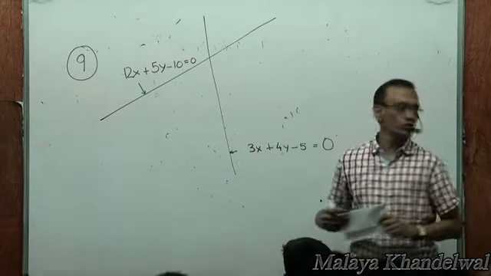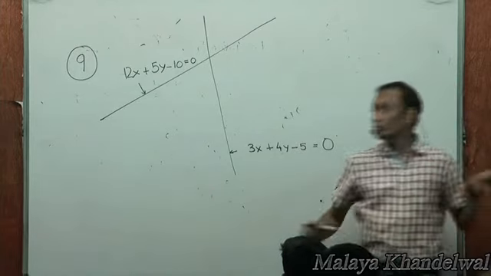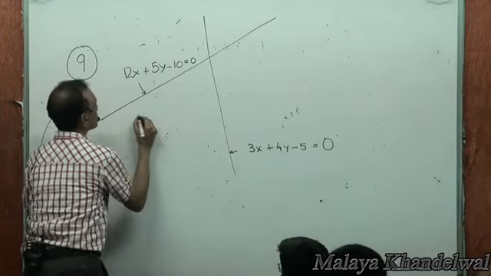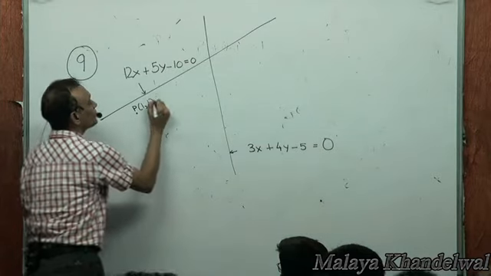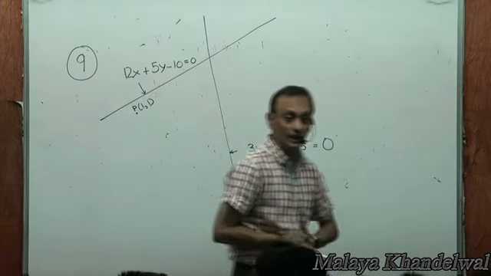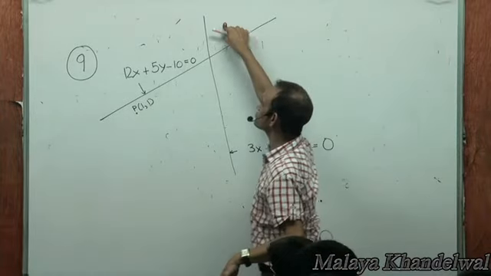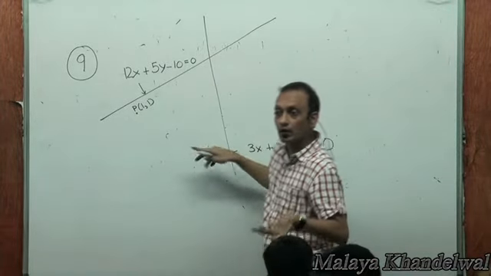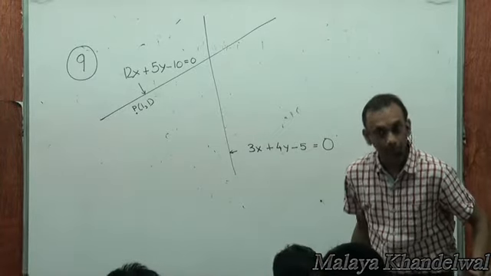Right? There are four regions created here. Now, in one of the regions, the point P(1, 1) will lie. One region, second region, third region, fourth region. In one of the regions, the point (1, 1) will lie.